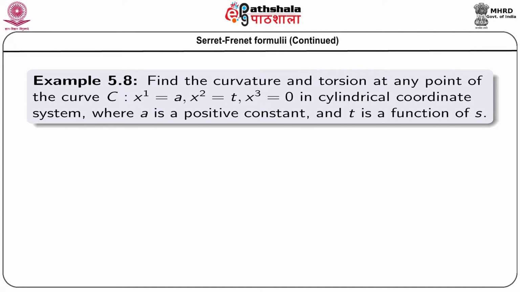Now, let us try to find the curvature and torsion of a space curve that is defined by x^1 = a, x^2 = t, x^3 = 0 in the cylindrical coordinate system, where a is a positive constant and t is a function of s. So, we are trying to find the curvature and torsion of an arbitrary curve in the cylindrical coordinate system.